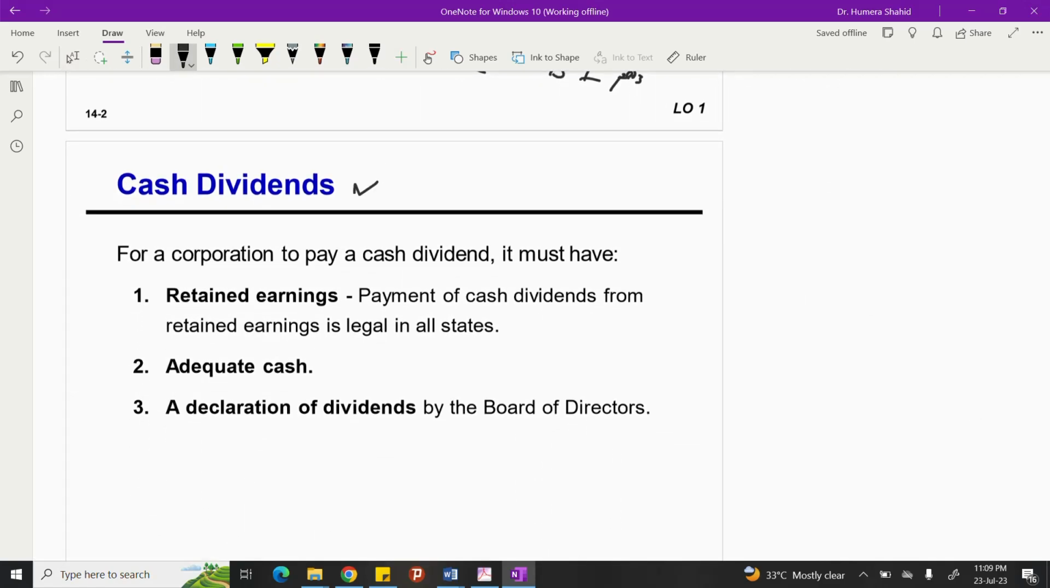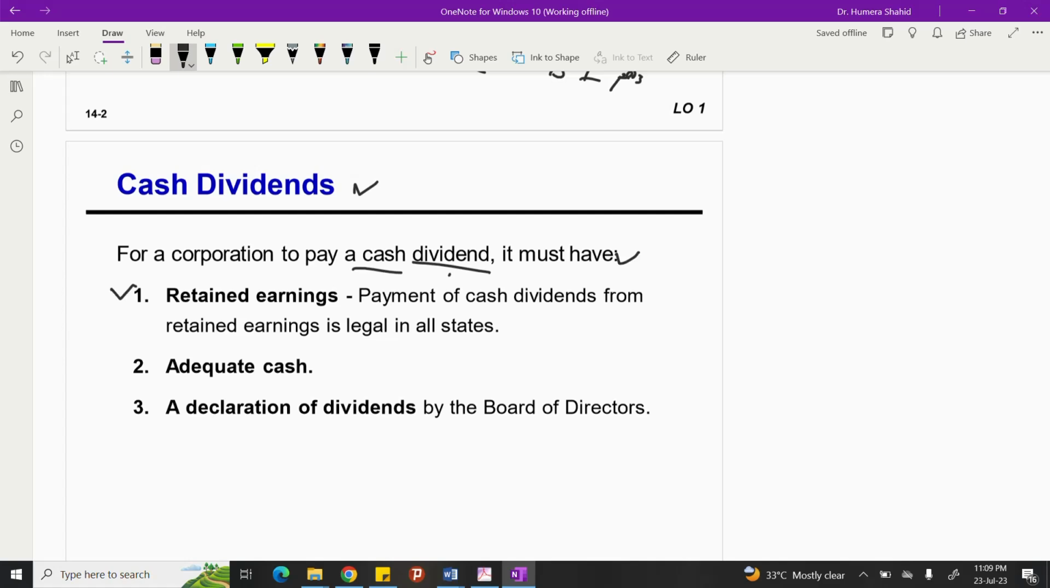In a cash dividend, the earnings of the company are distributed to the owners of the company in the form of cash. For a corporation to pay a cash dividend, there are some prerequisites or requirements which should be met before the company distributes the cash dividend. So, what are the requirements the company should meet?